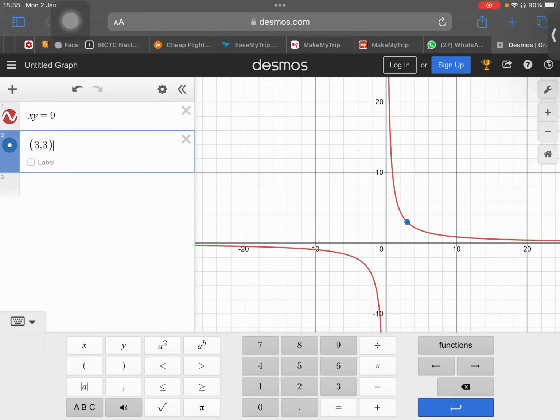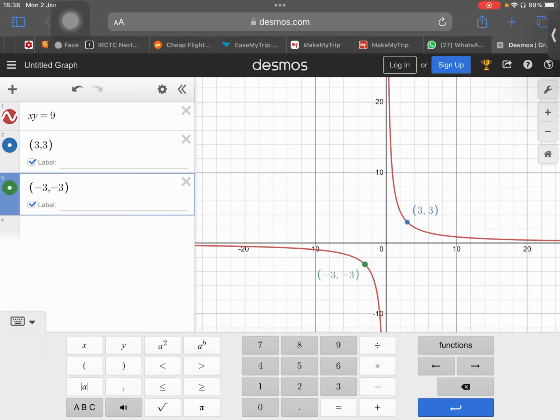Now another point. Let's have another point, minus 3, comma minus 3. So that will be your other vertex. You see, these are the vertices.